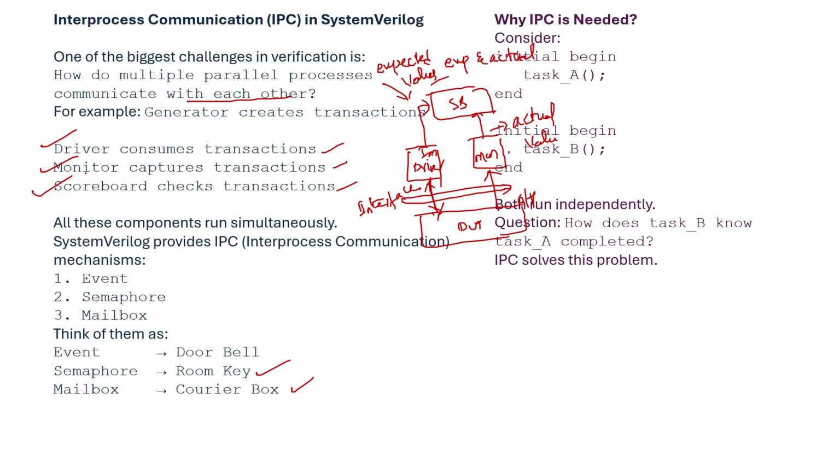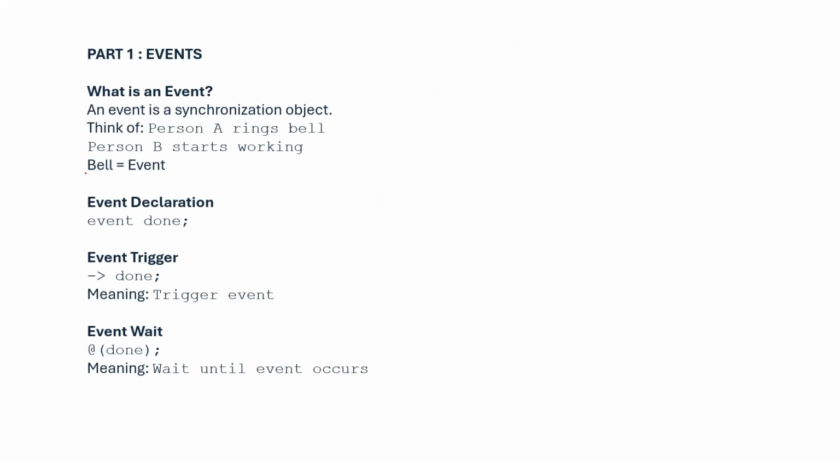Both run independently. So here three tasks are considered, and all three tasks are running independently. In the same way, I need to select that. So this IPC will solve this problem. We need to select different processes. Based on this, the event is used for synchronizing purposes, most of the time. Both are in sync with that.